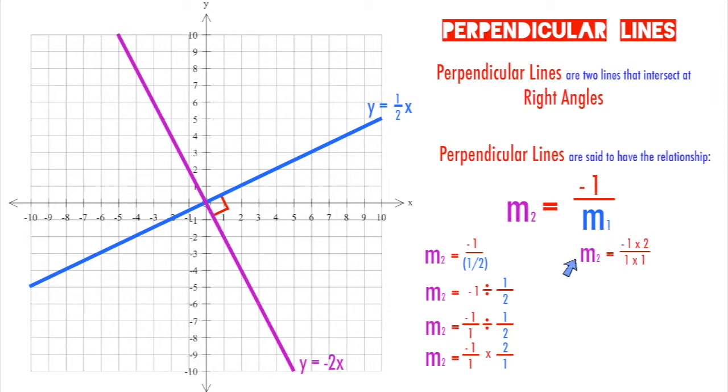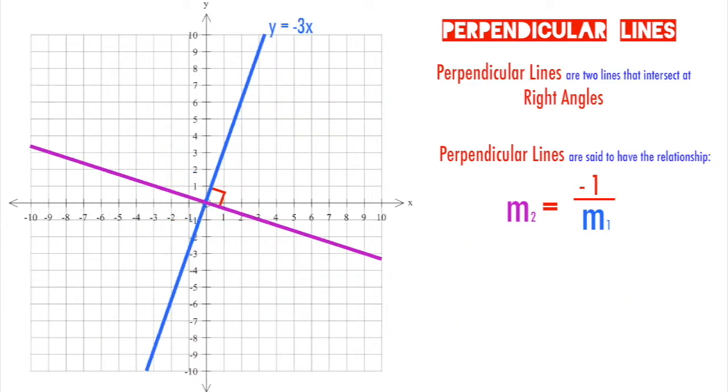Multiplying the numerators together and the denominators together, you get m2 is equal to negative 1 times 2 over 1 times 1, which simplifies down to being m2 is equal to negative 2 over 1, which of course is equal to negative 2, as proven once again by the equation of the purple line.